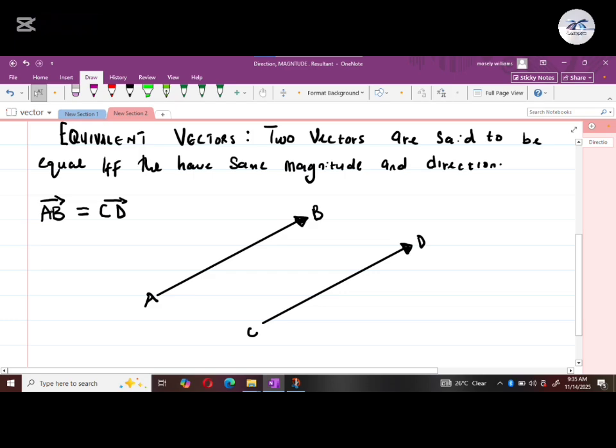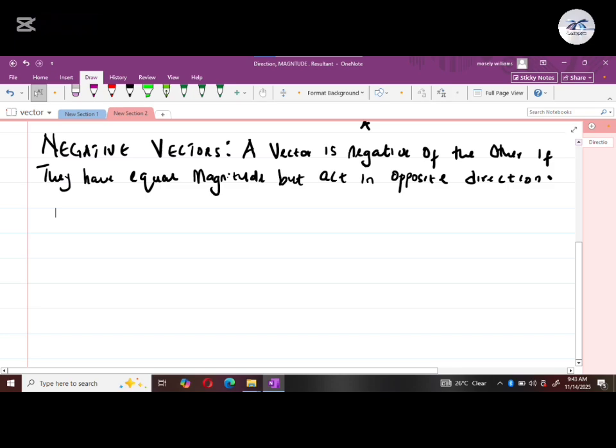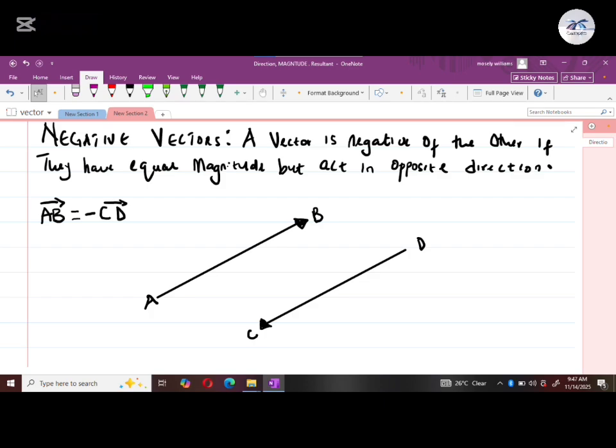Let me tell you about negative vectors. We can say a vector is the negative of the other if they possess an equal magnitude but act in opposite direction. As we can see here, vector AB has the same length as vector CD, but their arrows are moving in opposite directions. So therefore, we can say vector AB is equal to the negative of vector CD.